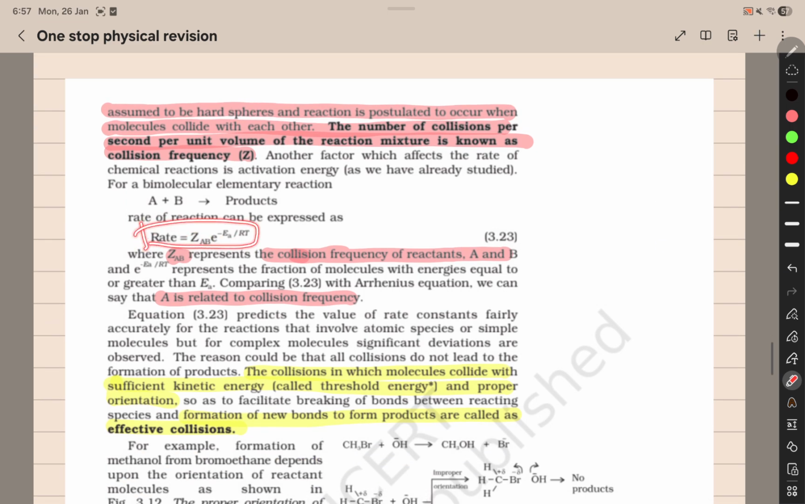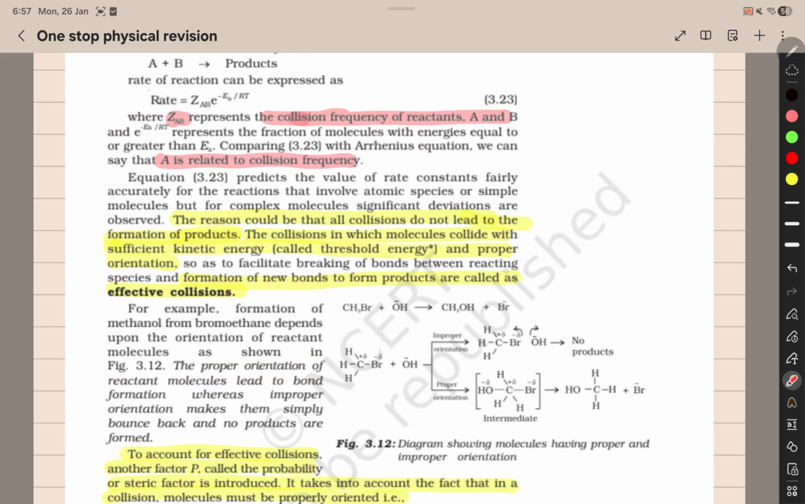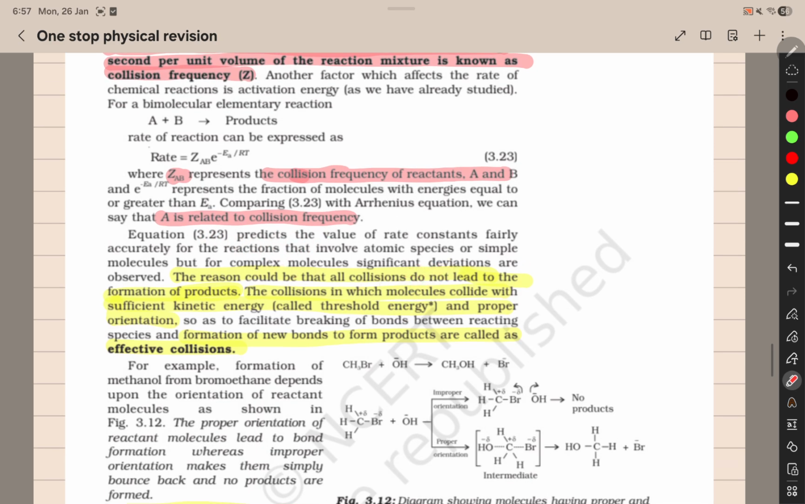It's almost the same equation. You just replace A with your collision frequency, ZAB, and it's somewhat related. A is related to collision frequency. They have given this in NCERT. They are saying that this equation predicts the rate constants accurately for reactions involving simple molecules, but for complex ones it deviates. This could be because all collisions do not lead to the formation of products in complex reactions.